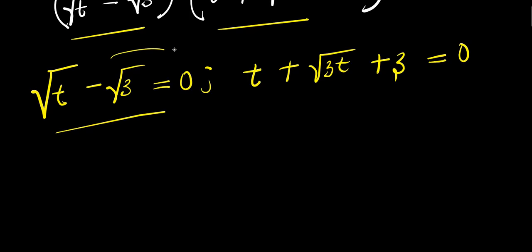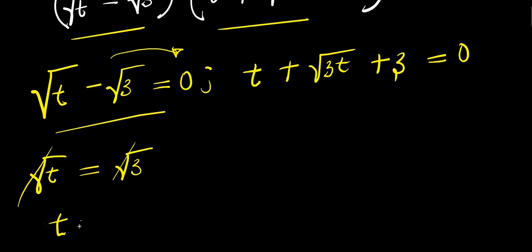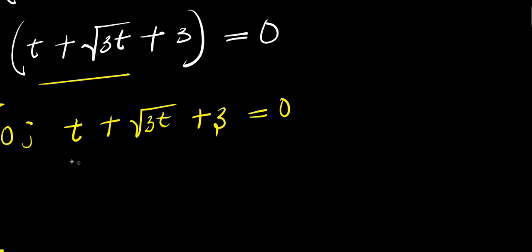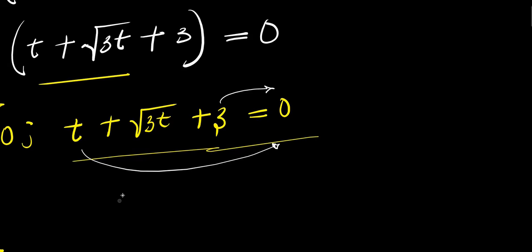To solve this, we move this over here. Square root of t equals square root of 3. Squaring, t equals 3. That's my t1. Now to solve this other equation, I need to move 3 over here and t over here: square root of 3t equals negative 3 minus t.